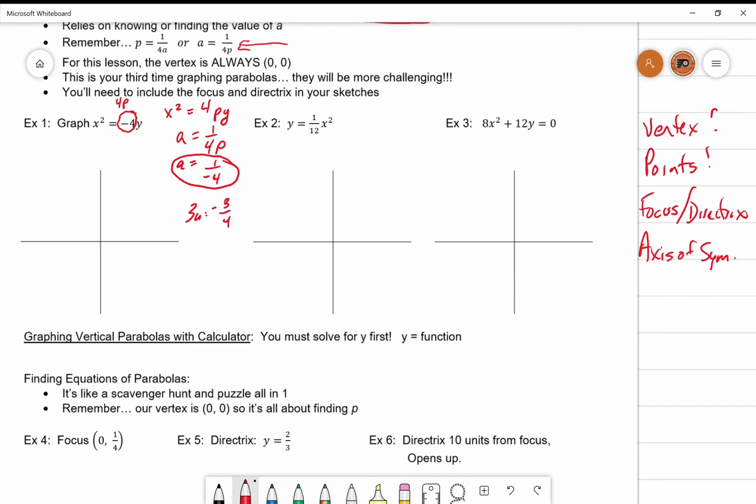We're going to have harder graphs this year. Weirder fractions, they'll be flatter, more stretched. This is the second time around, so it will get a little more difficult, but relax.